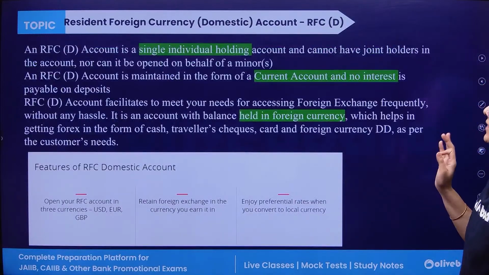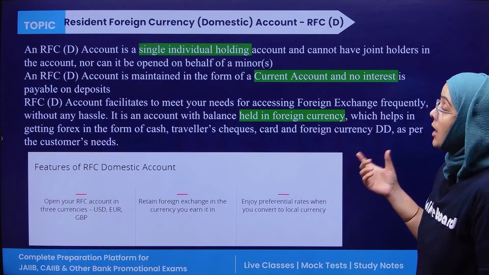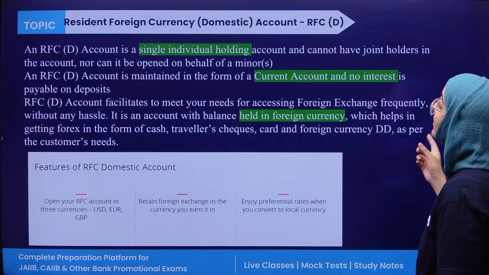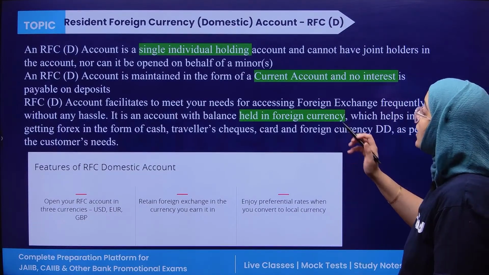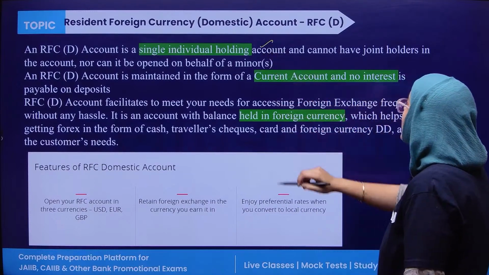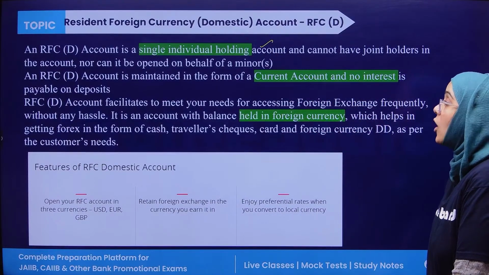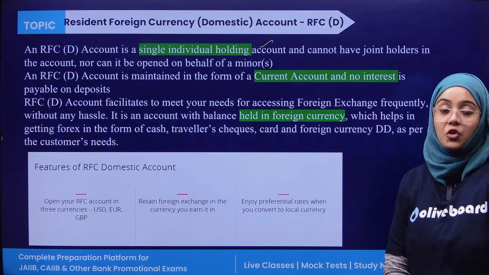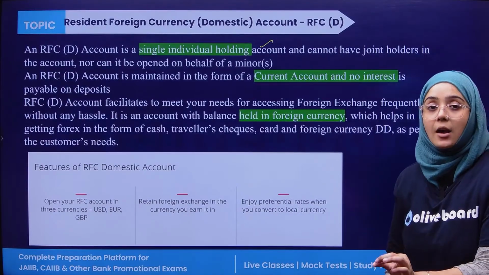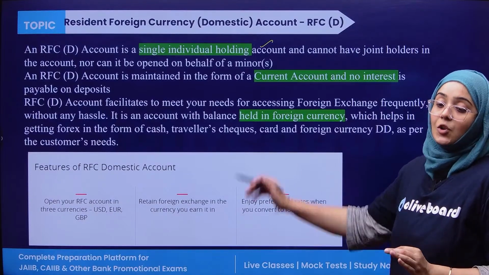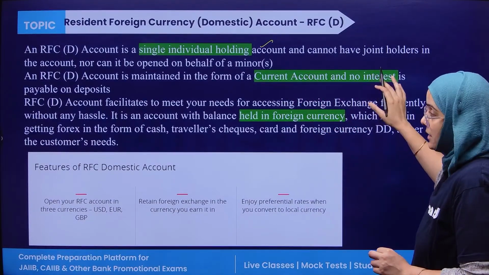Next, what is RFC? Resident Foreign Currency Account. Now, what is a resident foreign currency domestic account? RFCD accounts, first of all, are single individual holding accounts and cannot be joint accounts or be opened on behalf of a minor. The joint account facility is not offered in this account, neither can this account be opened by a minor.